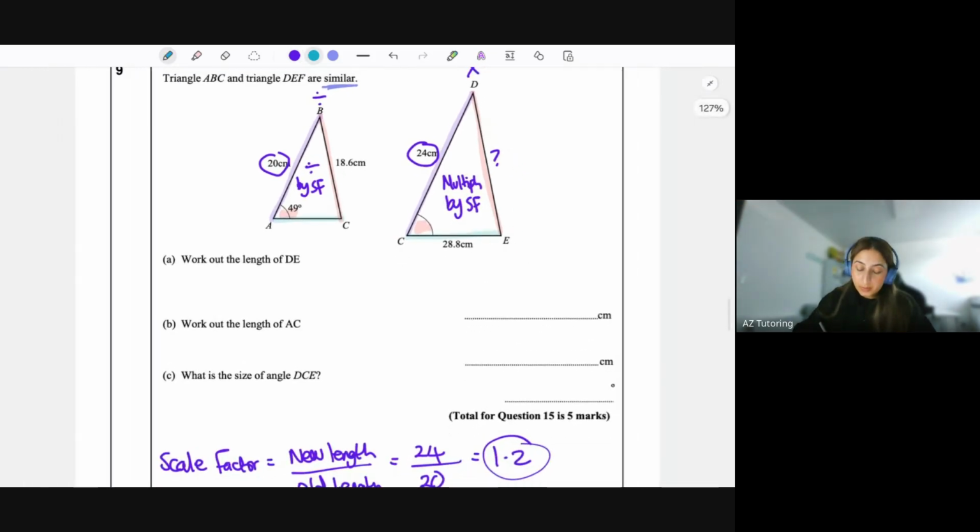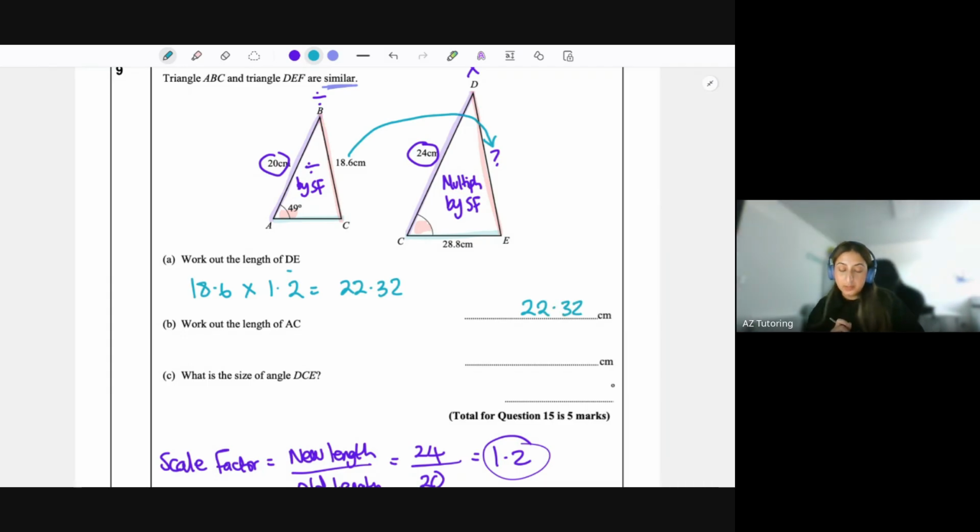So the first question says work out the length of DE. DE is this one. So we can see the corresponding side is 18.6. So we're going to use that to find the length of that. So we're going to do 18.6 because it's a bigger shape. We're going to times by the scale factor, times by 1.2, which is 22.32.